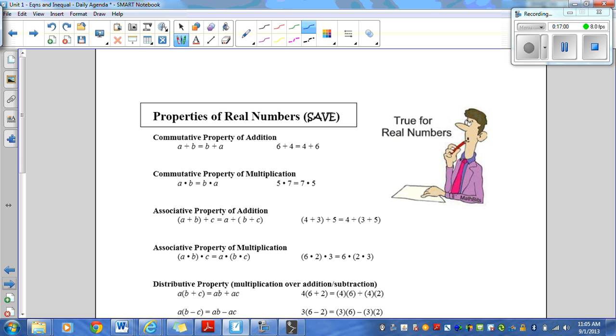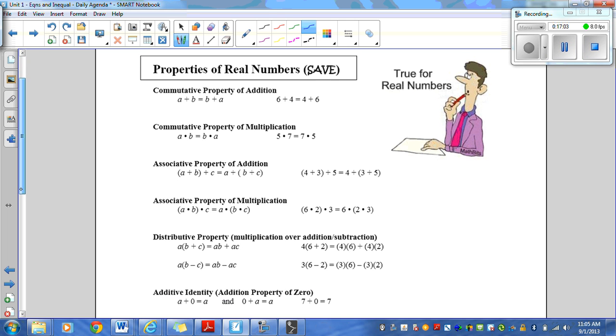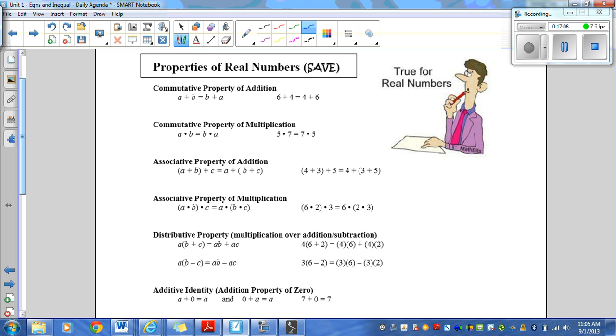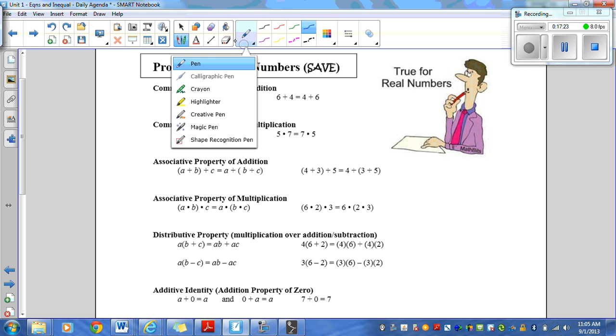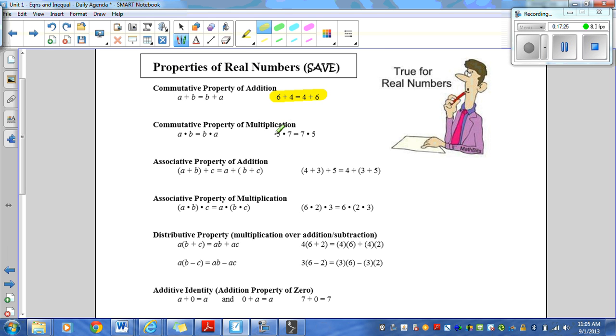When we do equations, we're going to be using these number properties a lot, so I'm just going to review them with you because you can justify the steps in solving an equation by using these number properties. Say you need to switch the order of two numbers so that you can add them together, do some combining of like terms. You might use the commutative property. The commutative property says you can switch the order of two numbers when you're multiplying or adding, and you'll still get the same answer.